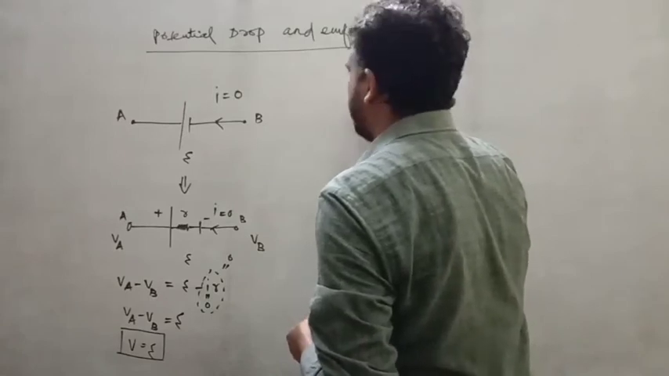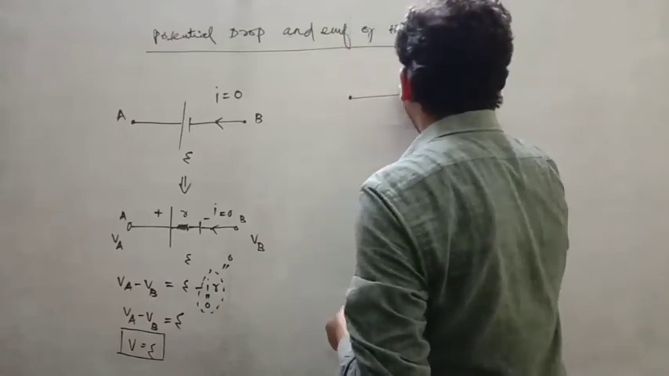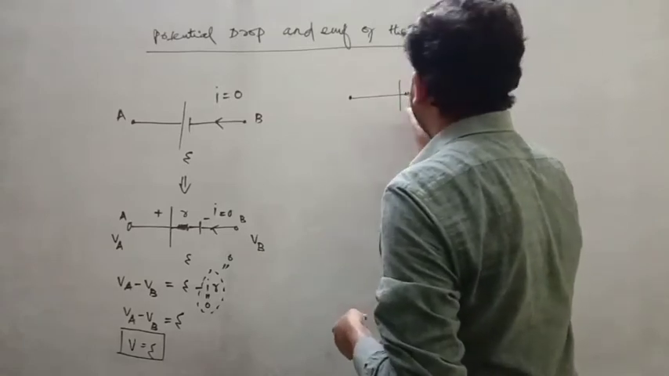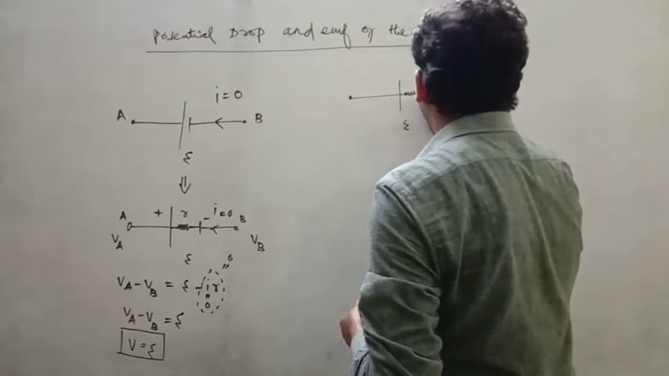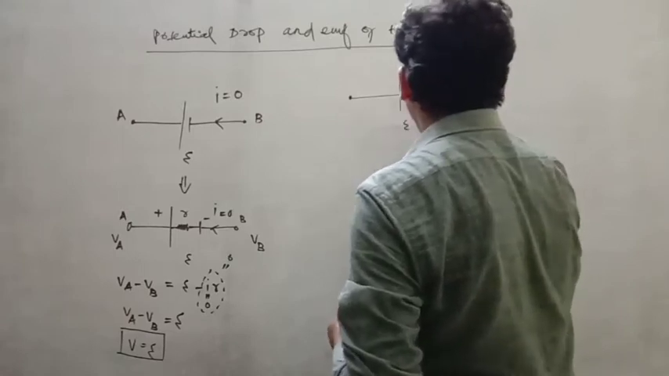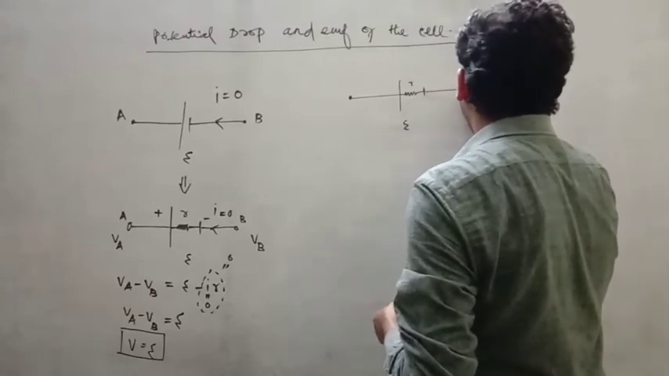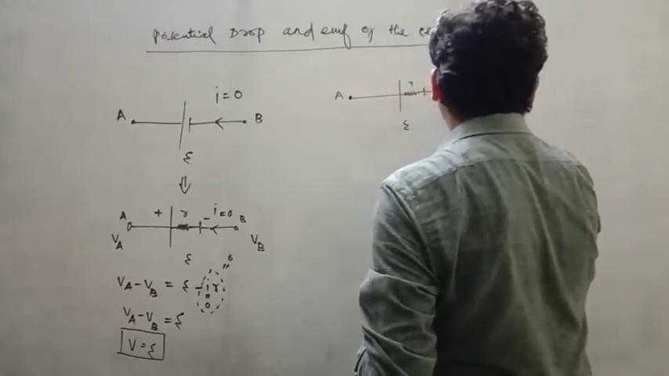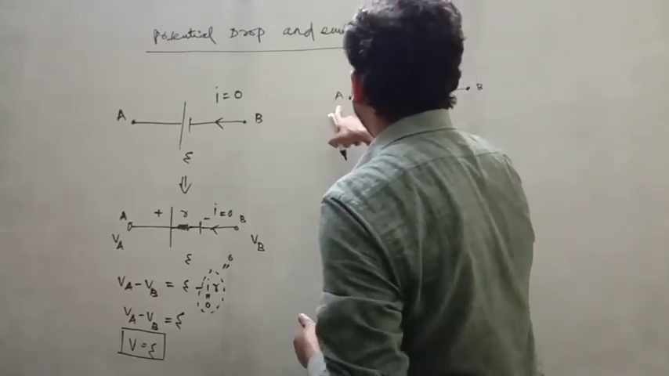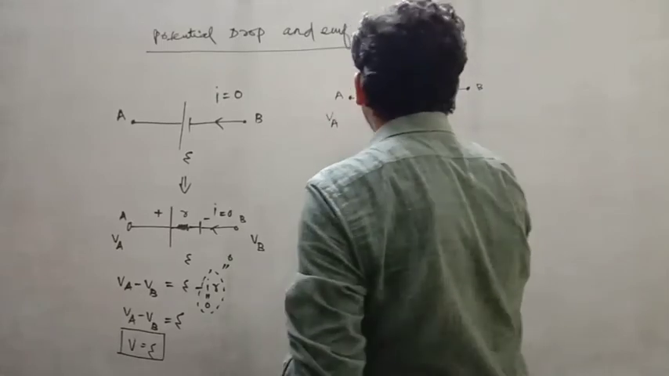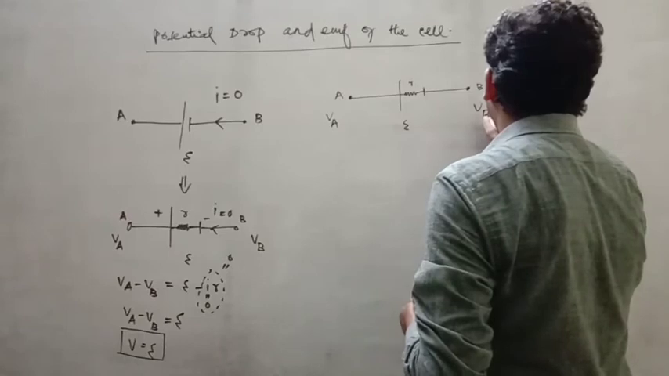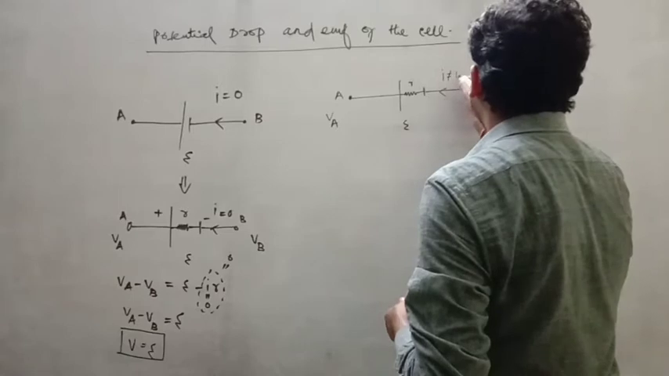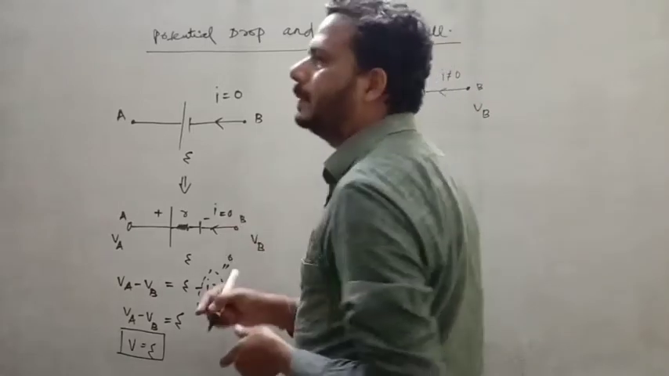now here we have taken another example. We have taken the same EMF E of a cell having internal resistance r. In the same manner we have taken its terminals A and B. This terminal has potential VA and this terminal has potential VB. But the current is flowing, I is not equal to 0. Let current I be flowing from B to A.